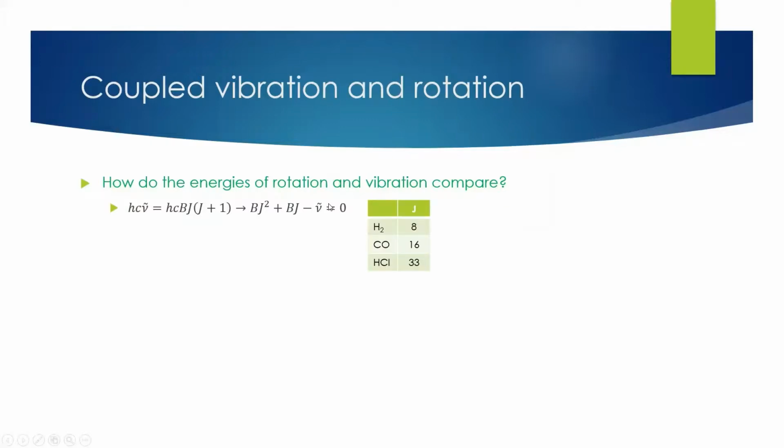And what we can find out is that for different molecules, these are relatively different. So what I have here is indicating that for hydrogen, we can fit about 8 rotational levels inside of its vibrational level based on its constants B and nu. For carbon monoxide, we can fit about 16 rotational levels inside of its vibrational level. And for something like hydrochloric acid, we can fit 33 rotational levels in there. So what does that mean? What does that look like?